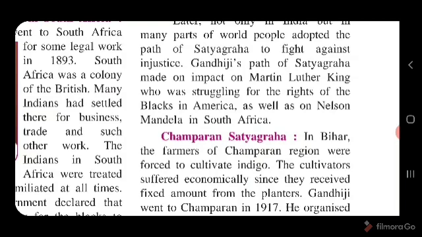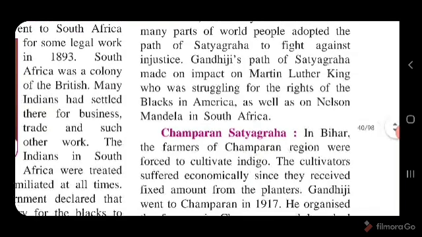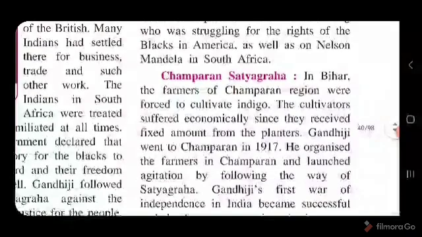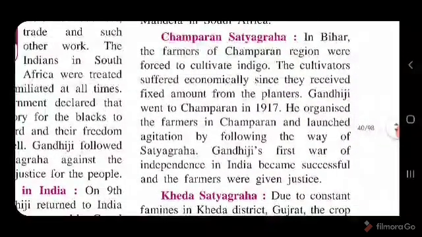Okay, it's a very good thing. The Satyagraha was first made in Champaran. First of all, the Champaran Satyagraha, it is in Bihar. In Bihar, the farmers of Champaran region were forced to cultivate indigo. The cultivators suffered economically since they received a fixed amount from the planters.